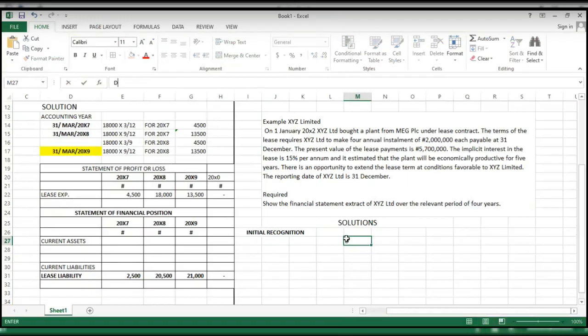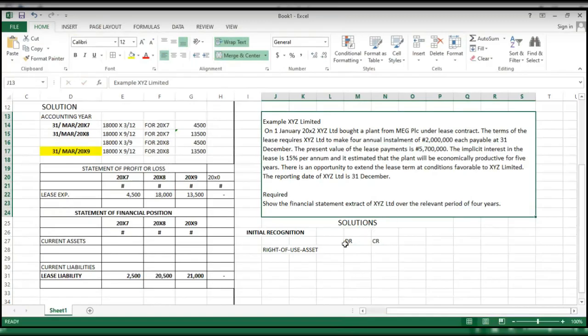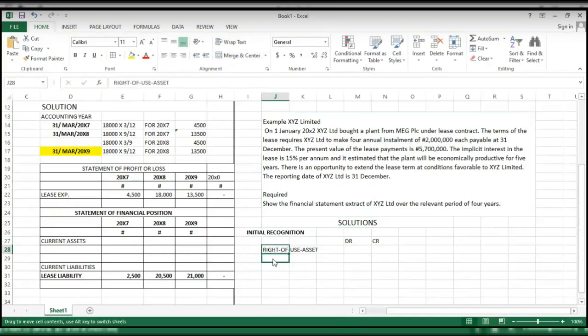Debit, credit, debit, credit. So upon initial recognition, we debit the right of use asset. Right of use asset is going to be debited with how much? The only information we have is what? 5.7 million. So let me just round it because of space. So I'll put a naira sign here, rounded to the nearest thousand. Another naira sign here, rounded to the nearest thousand.